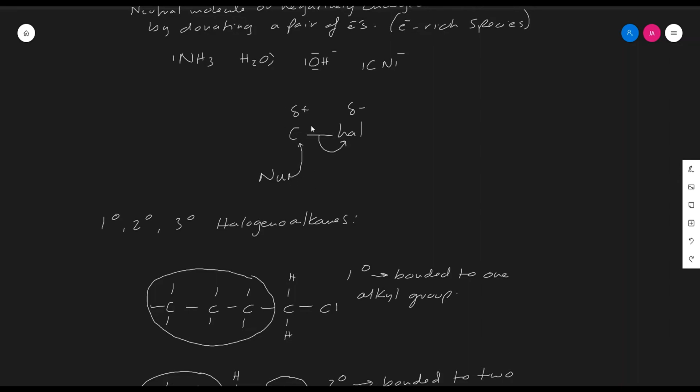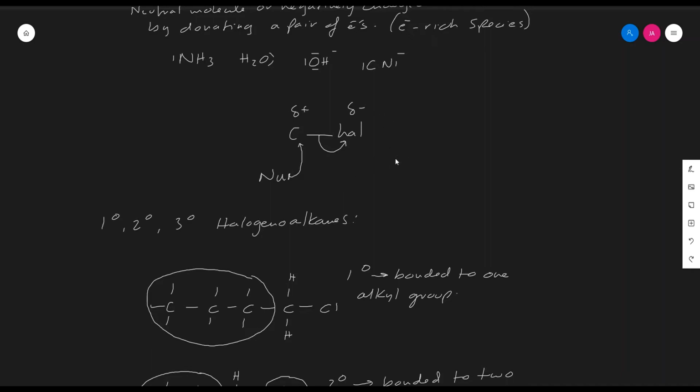And thus, this region is a region of low electron density that would attract species with a high electron charge density, such as nucleophiles. The nucleophile would donate its pair of electrons to form a covalent bond with carbon, while the halogen gains both electrons in the covalent bond formed with this carbon atom to form the halide ion.